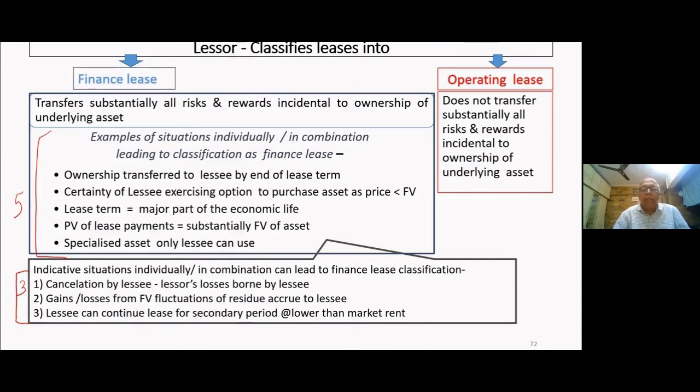Then the lease term is a major part of economic life. We talked about it. Or the present value of lease payments is substantially equal to the fair value of the asset. So what's happening is we take the substantially fair value. Now the other party, whether they are wanting it for less period or more period, you don't care.